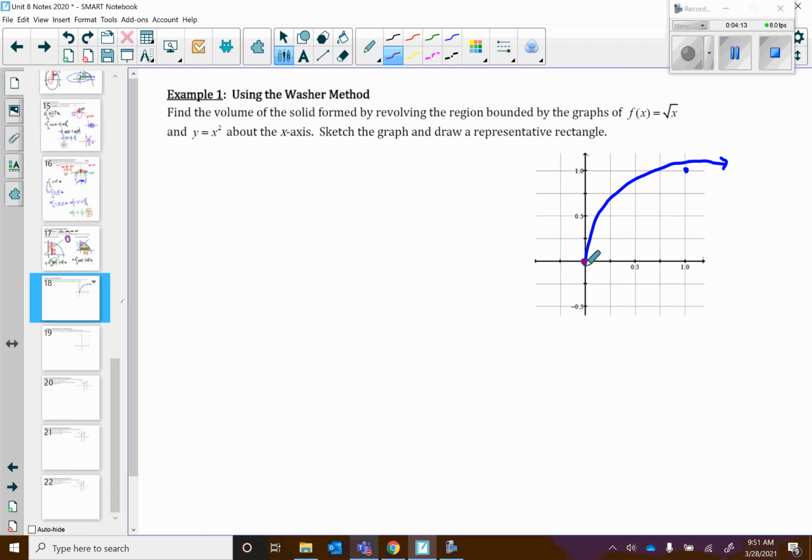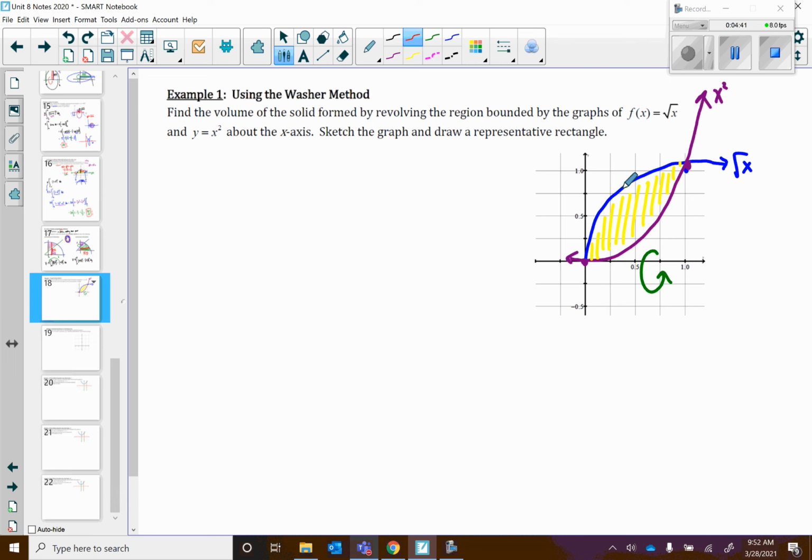It goes through 0, 0 and 1, 1, but we know it kind of has that upward curve, and let's see if I can draw this. It's kind of hard. All right, there's our x squared, x squared, square root of x. All right, that means this is the region we are rotating, and we are rotating around the x-axis.